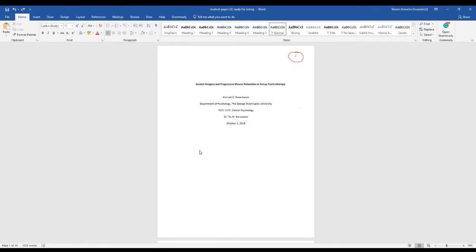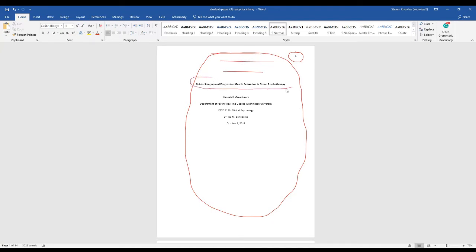Let's look at the title page. It is always required. There are 3 double-spaced lines above the title. Your title is in title case. That means that every major word and words 4 letters and over start with a capital letter. The title is also in bold and centered.